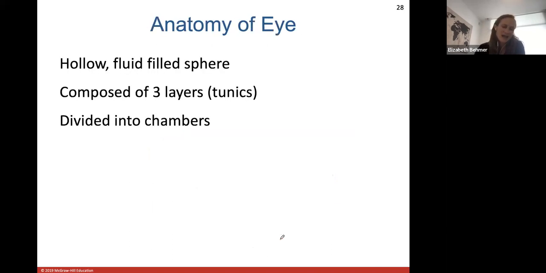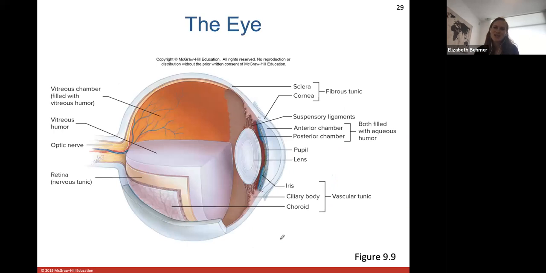So then we'll get into the anatomy of the eye. Your eye itself is a hollow fluid-filled sphere, and it's composed of 3 layers or tunics that we divide into chambers. So here we have the eye, and again, we'll spend time in lab learning the anatomy of the eye, but let's start with the 3 layers. The first layer, the outermost layer, is the fibrous tunic. That is made of the sclera, which is the white part of the eye, and the cornea, which is the transparent concave structure that covers your pupil and iris. So that's your cornea.